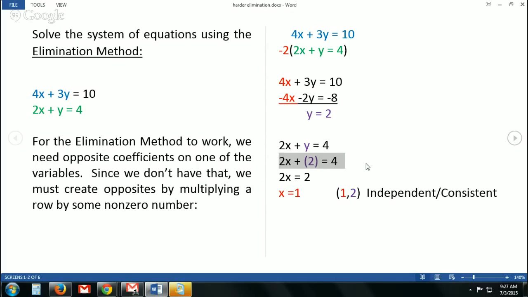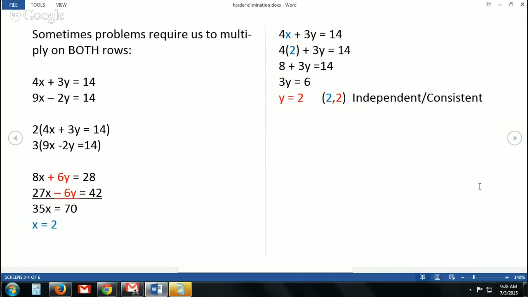Now, if we were to draw a picture of this, we would see two distinct lines that are intersecting in one point. When you see two lines, you say that the lines are independent of each other. If they cross at any spot, you say that they are consistent. Now, this one wasn't so hard because I only had to multiply on one row to create my opposites. Sometimes you have to multiply on both rows to create the opposites.